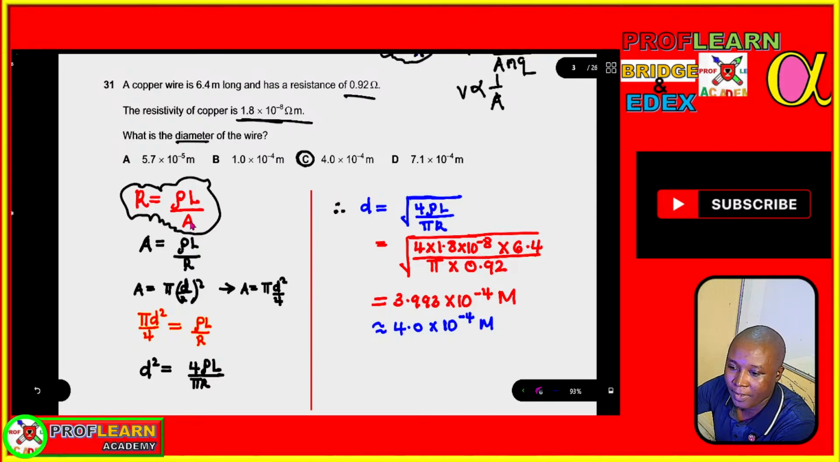If we make area the subject of the formula, we're going to have area equals resistivity times L over resistance. But how do we get area? Area is pi times (d over 2) squared, and if we work it out, we're going to have area equals pi d squared over 4. So we can substitute this formula.